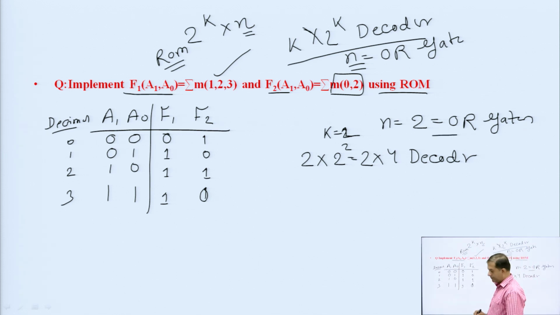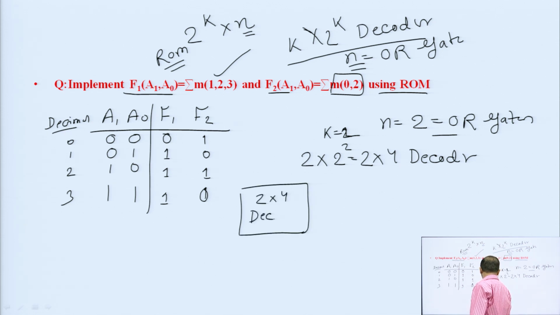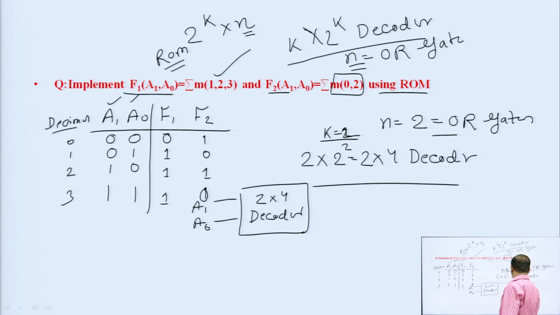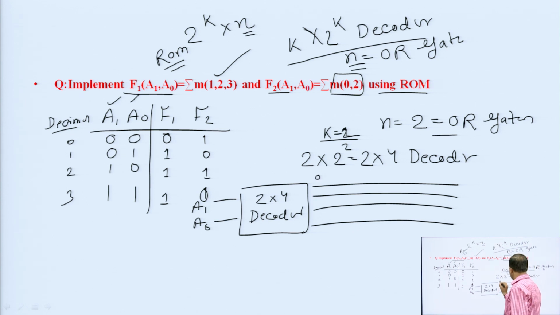Let us check, very simple. We will have this 2 cross 4 decoder. Why is k 2? Because there are only 2 inputs, A1 and A0, and we have 4 outputs: 0, 1, 2 and 3. Now we will implement this. We can draw it like that: there are 2 OR gates, one giving output F1 and one giving output F2.